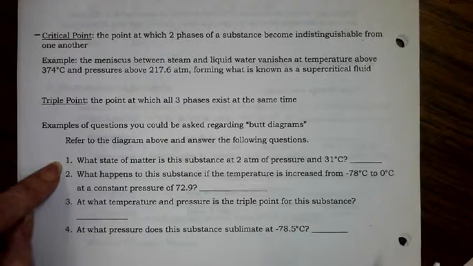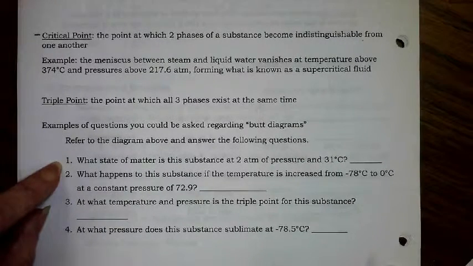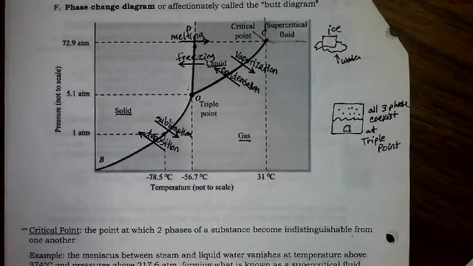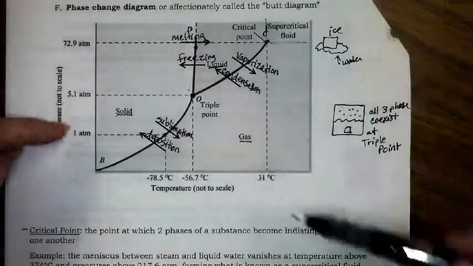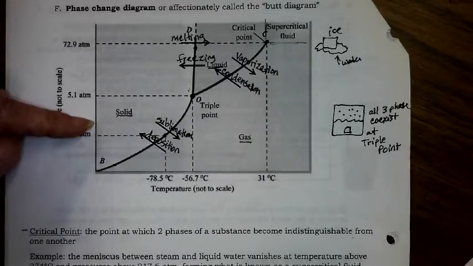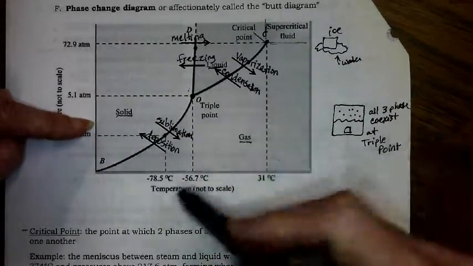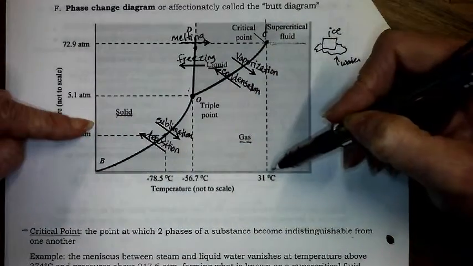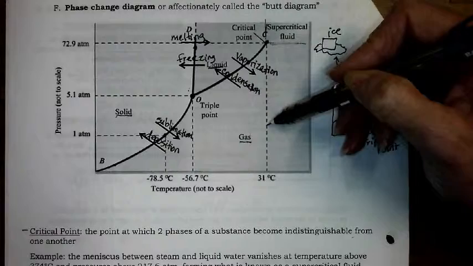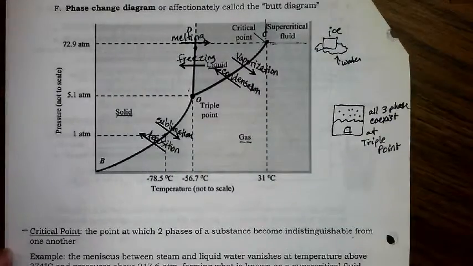What state of matter is this substance at 2 atmospheres of pressure and 31 degrees Celsius? So let's scoot back up to our phase diagram. If we are at 2 atmospheres of pressure, we're going to be somewhere right in this section here. And we're at 31 degrees Celsius, so we go over to that temperature and that pressure, and we're right here. You would be in the gas phase, so right here. So I'm going to pull this down, and we'll write in our notes that you would be in the gas phase.